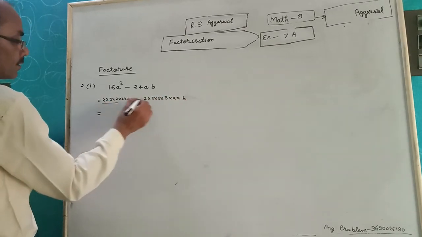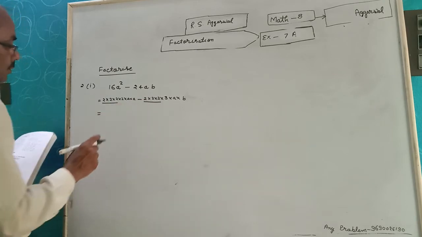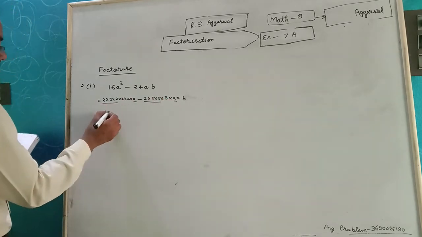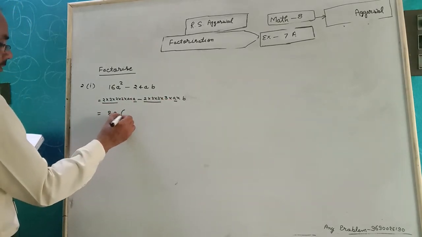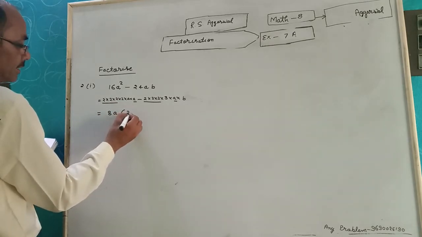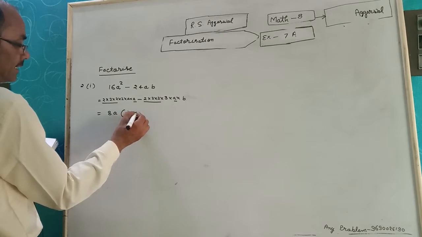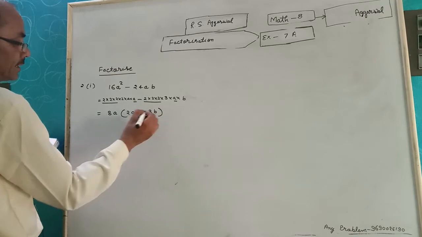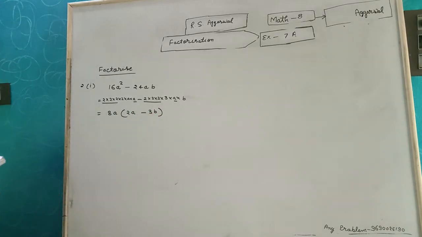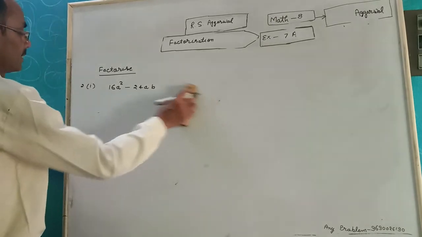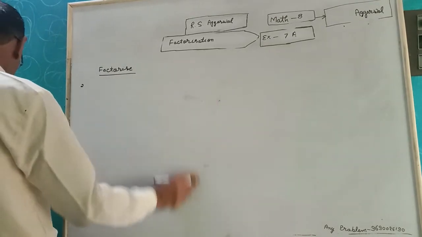Look at the common: 8 and a. 8a will be common in both terms. After common, remaining in the first bracket is 2a minus 3b from the second term. 2a minus 3b will be the factor of the question.